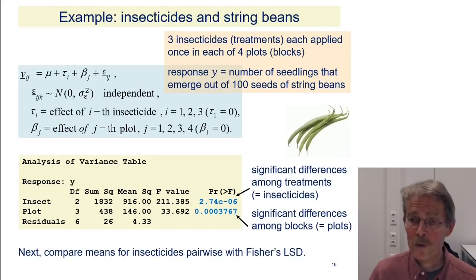Okay, since we know that the 3 insecticides are different, our next step would be to find out whether they're all different or whether maybe 2 are the same and different from the third. So we're going to make pairwise comparisons next. And we could do so with Fisher's LSD. It would also be possible to use Tukey. That's all what we discussed before.